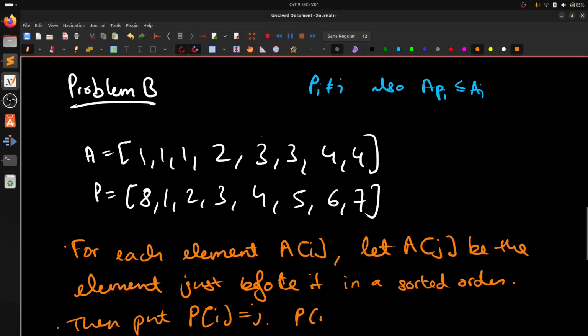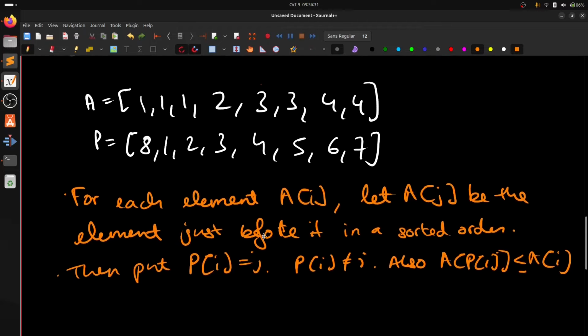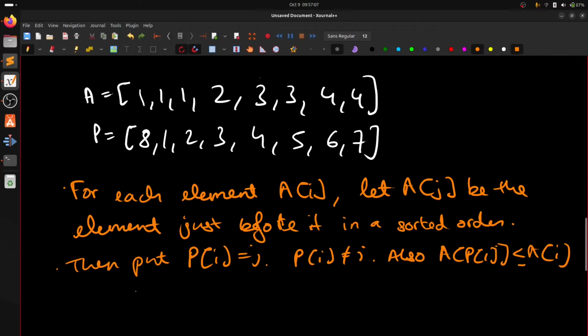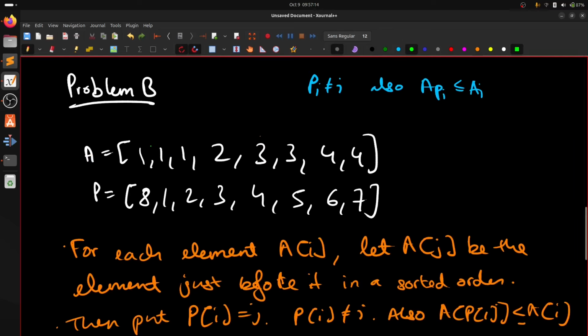Then we have the first condition satisfied, P of I is not equal to I. Also then A of P of I is less than equal to A of I, correct? So both the conditions will hold. Obviously, this trick works only for numbers which are not the smallest number, right? Because otherwise there'll be no number before it in sorted order. So this trick works for all numbers which are not the smallest number because we can put something smaller than it. So always the answer will be greater than equal to n minus 1 by this method.